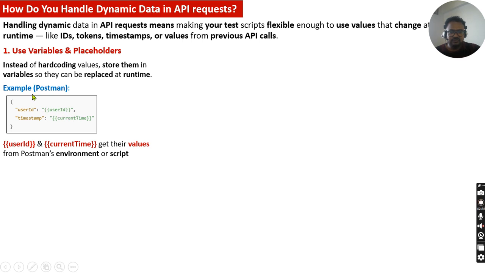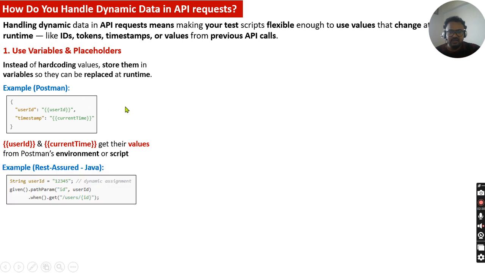So in Postman you can do it this way, but in REST Assured, like String userID = "123", and this user ID you can pass like given().pathParam("id", userID). You can pass it this way as well. So this is the dynamic assignment. You can change this user ID randomly, or you can generate a random user ID and pass it through your API call as well. Okay, so use variables and placeholders. This is the one thing, and you can see both how to do it in Postman and how to do it in REST Assured over here.